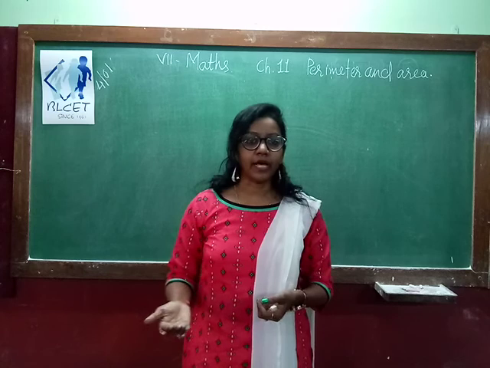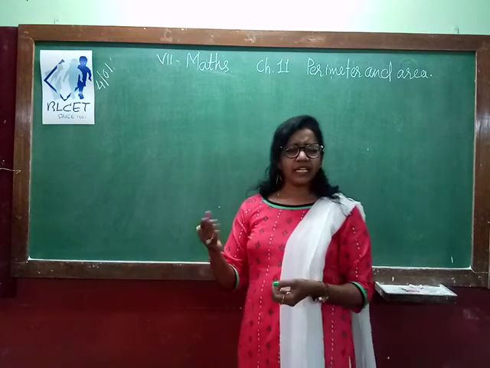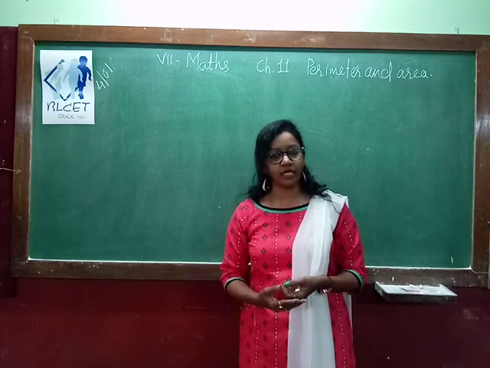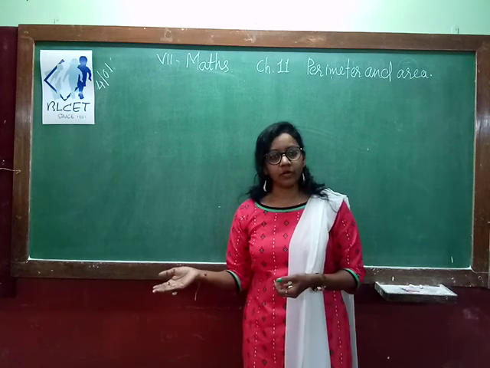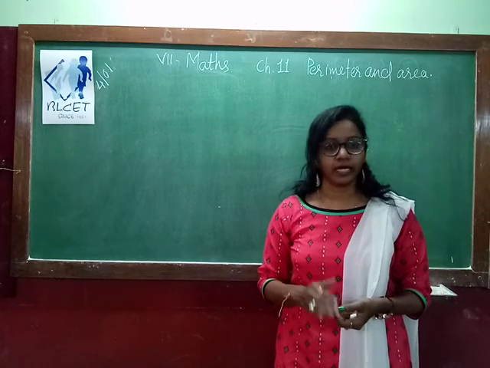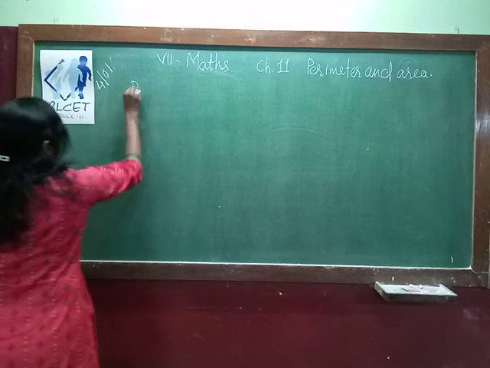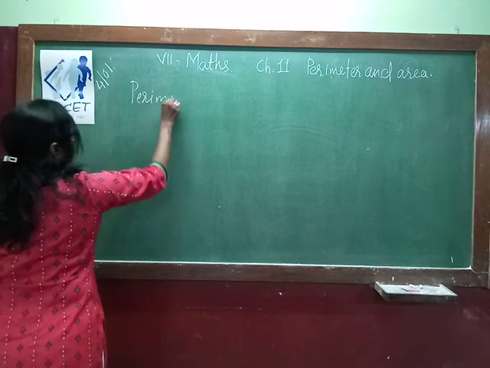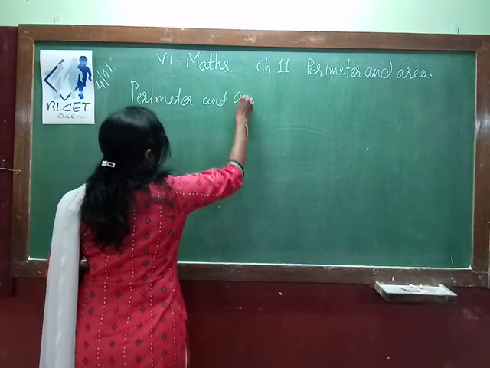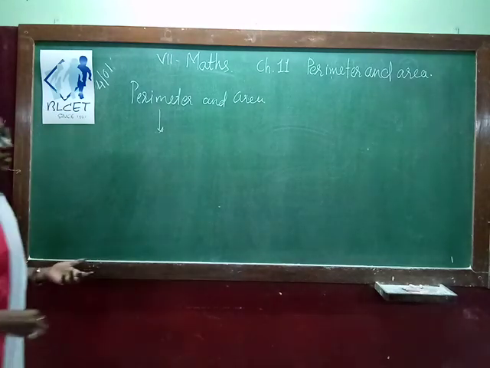You can find the perimeter of a rectangle, square, even irregular shapes also. You can find the perimeter of a circle, so that we will discuss later on. Here we will concentrate only on perimeter and area of square and rectangle. So perimeter means total length of the given object.